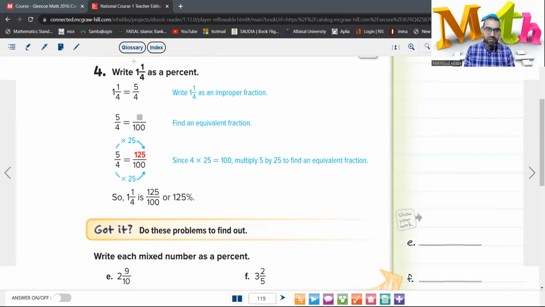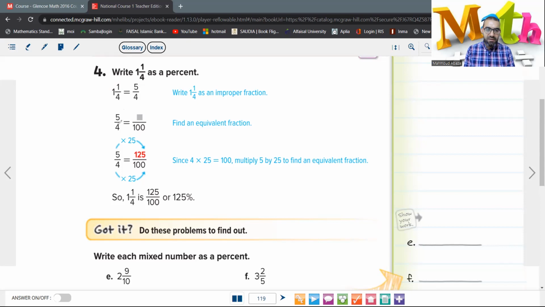Write 1 and 1 over 4 as a percent. 1 and 1 over 4 is 5 over 4. How? From down to up, we multiply 4 times 1 is 4. Then we add 4 plus 1 is 5. And we put it on the same denominator, which is 4. So 5 over 4. So from down to up, multiply, then add to change the mixed number into an improper fraction.